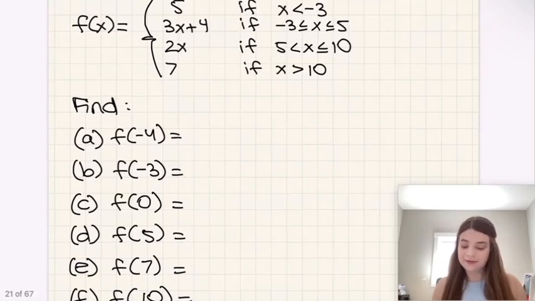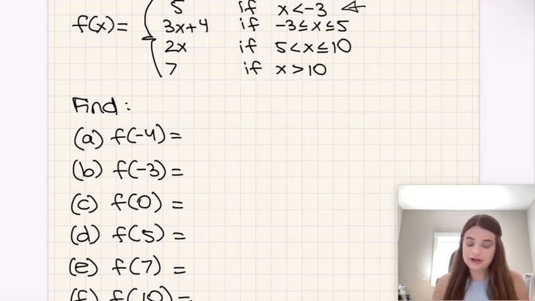So starting with f of negative 4. Which category is negative 4 in? Is negative 4 less than negative 3? Is it in this first category? And the answer is yes. Negative 4 is less than negative 3. Therefore, the answer to the question is 5, because for all x values less than negative 3, the answer is always 5.